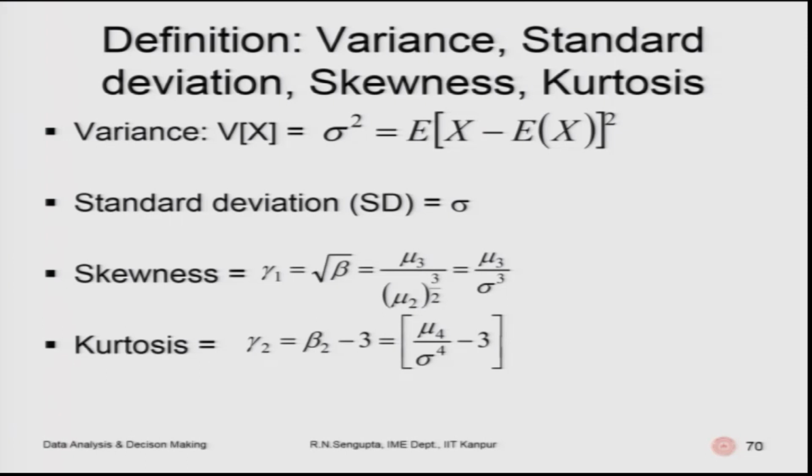Remember here that mu suffix 3, mu suffix 4 and mu suffix 2 are the mean values corresponding to the third moment, not the third moment by itself. We find these values, replace them in the skewness and kurtosis formulas and do the calculations accordingly.